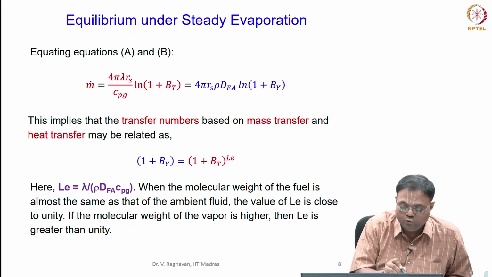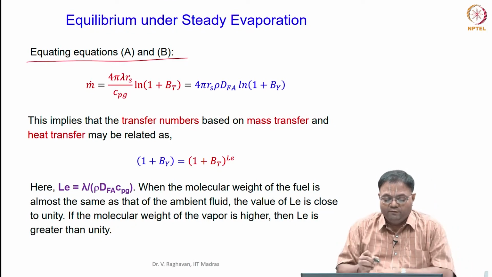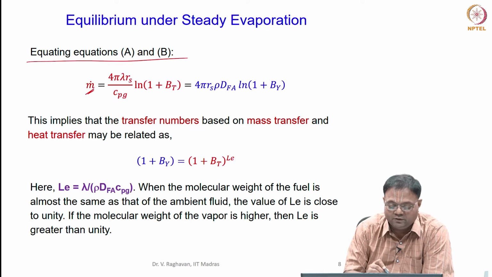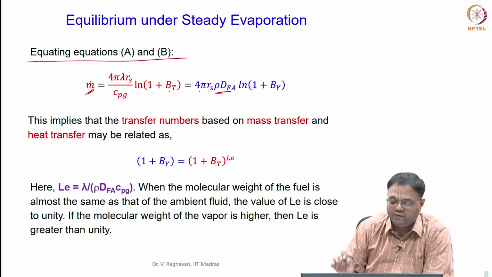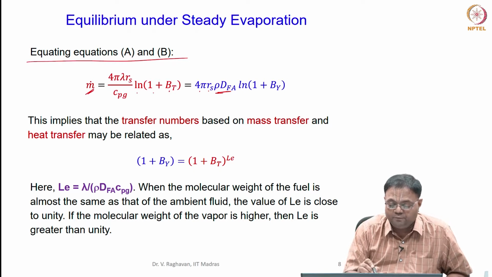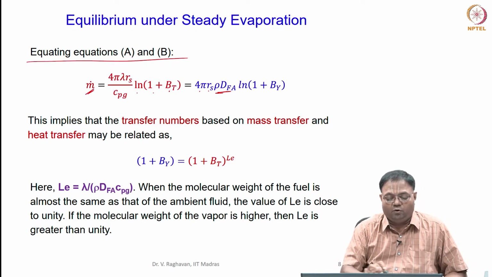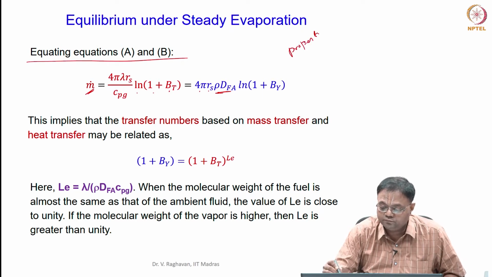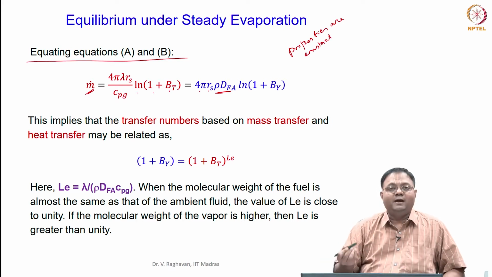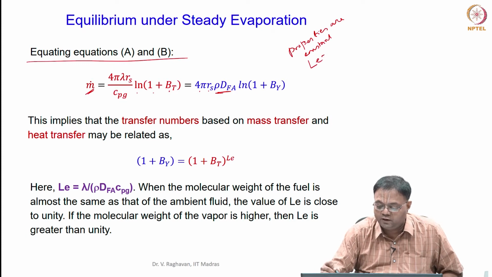So that is what we are trying to do. Now equate equations A and B, the mass evaporation rate. From the heat transfer, 4 pi Rs lambda by Cpg natural logarithm of 1 plus Bt, equals 4 pi Rs rho Dfa into natural logarithm of 1 plus By. When you equate this, you can see that there is no assumption made till now, and the main assumption made is that the properties are constant. We have not made any other assumption like Lewis number 1 or anything here till now.